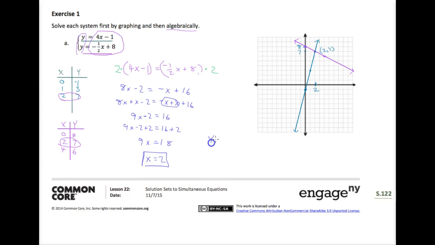And recall that y is equal to 4 times x, which we know is 2, minus 1. And what we get is y equals 8 minus 1. Y is 7. And we have confirmation that the coordinate is 2, 7. And we have it in so many ways that we can feel confident we have the right answer.